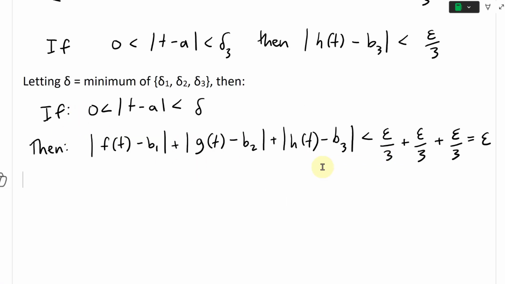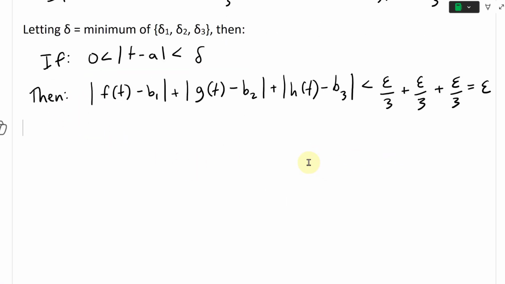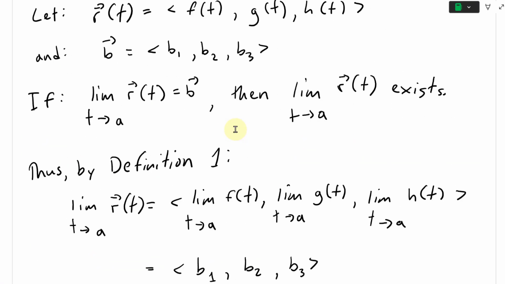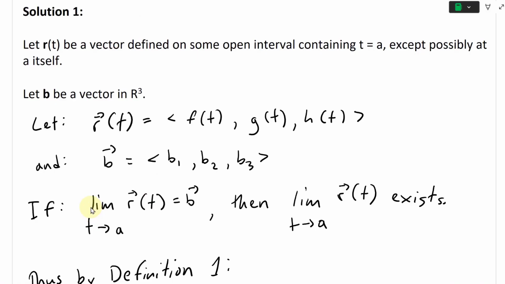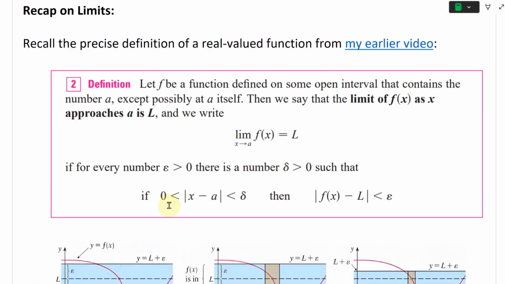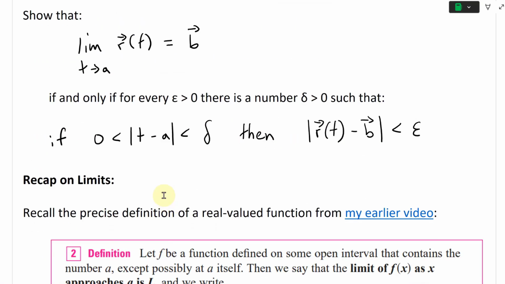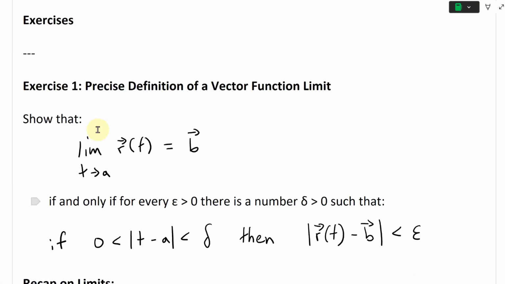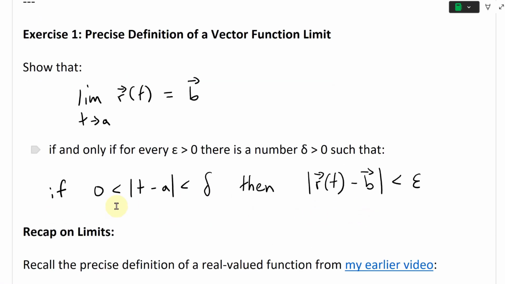All right, so now we have this, and we'll tie this all together. If we look right here, if you recall, we're just assuming that it's true at the beginning. So going back into the definition, basically the limit of the vector function r of t as t approaches a will equal the vector b. So if we have this scenario for the precise definition, we need to show this.